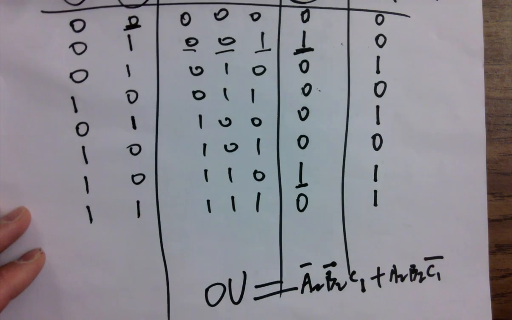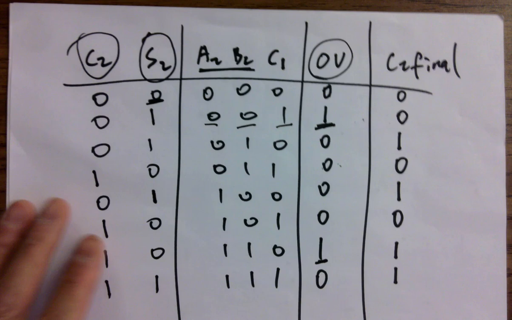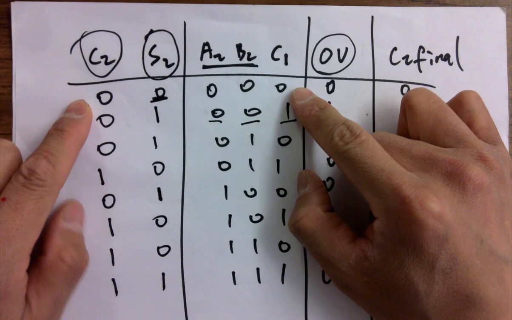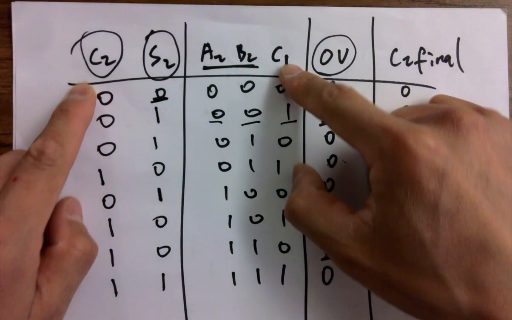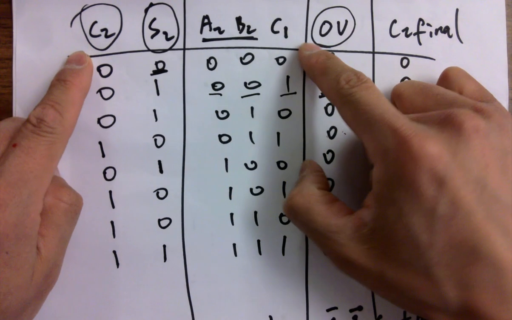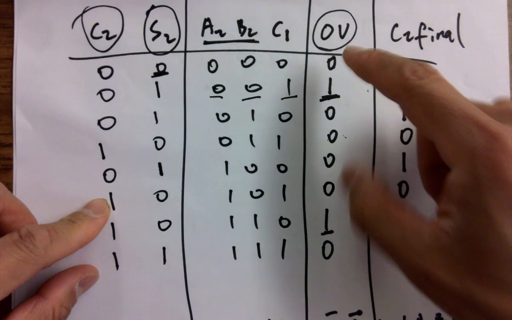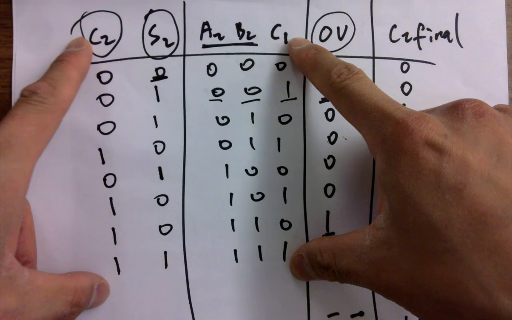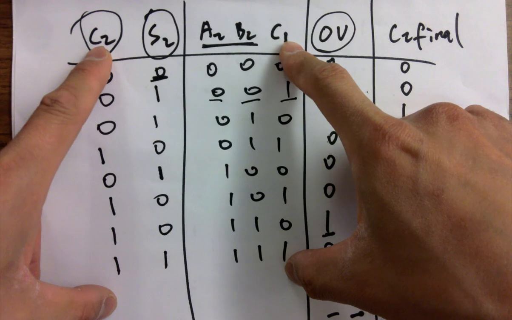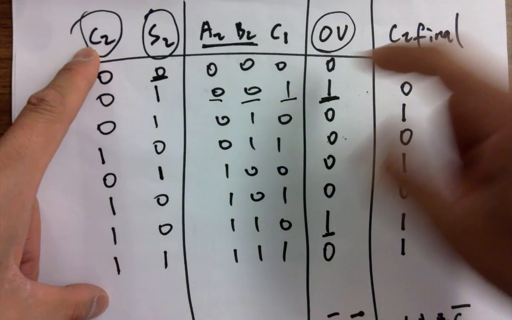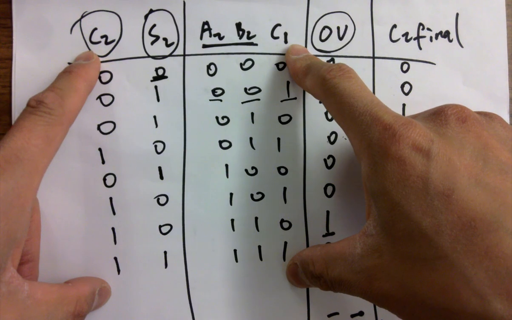However, there's an easier way to do it, because if you look at the truth table here, C2 is generated by these bits, and if you look at C1 and C2, you'll find that it's a very simple logic for these 2 columns to generate OV. Could you tell me what they are? If you consider C1 and C2 as the inputs, and this is the output, you can find another logic expression which makes everything a lot easier.